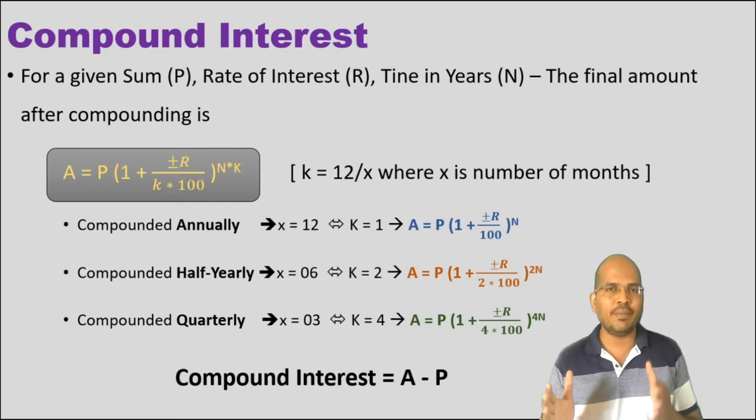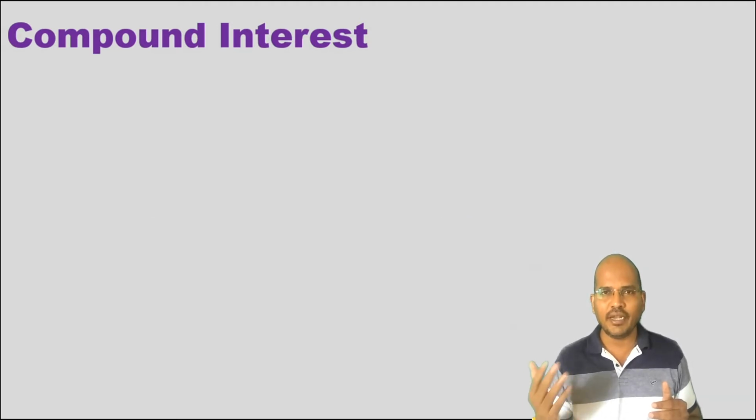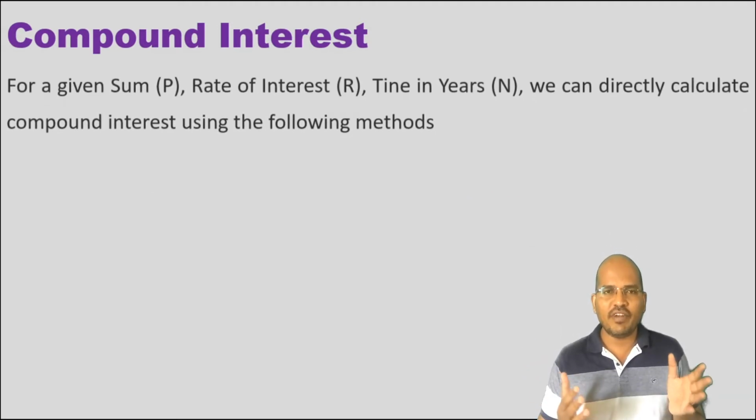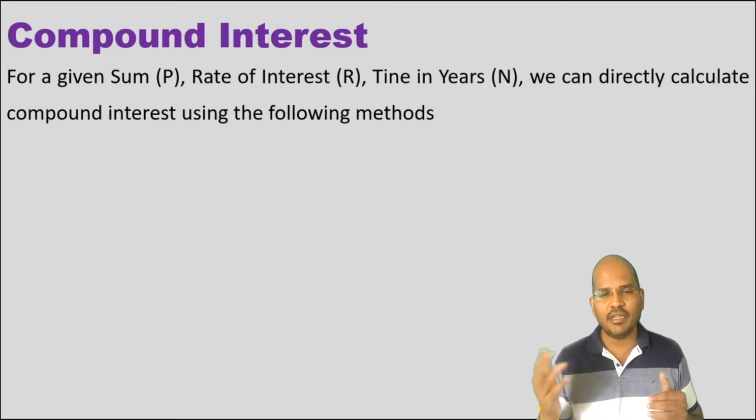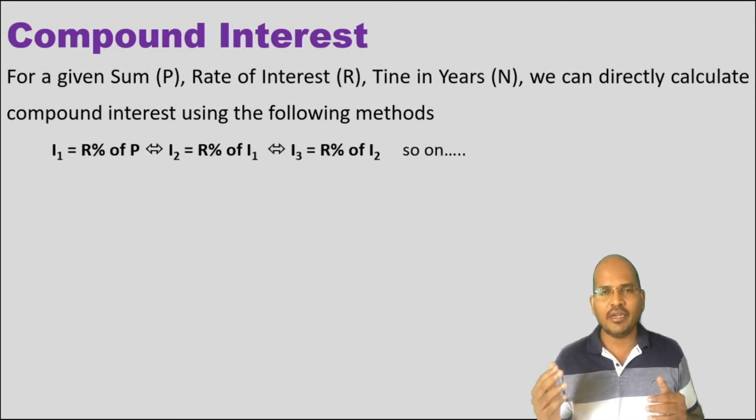Now let us see some small concepts, knowing the fact that compound interest is the final amount obtained minus the principal value. So A minus P gives the compound interest. So moving ahead, what do you observe? We observe that for a given sum P, rate of interest R, and time in years, we can calculate the interest in different ways, because finding the amount first and then subtracting the principal is a little tedious. So what is the other way of doing it?